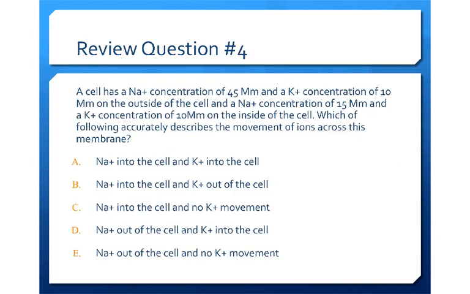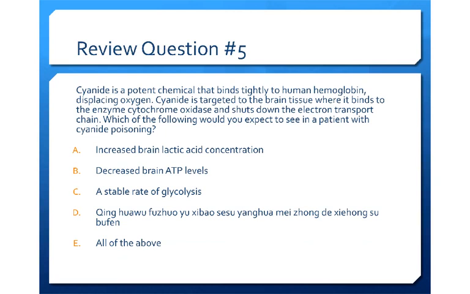So moving on, I'm actually going to skip number 4 and jump to 5. So 5 says, cyanide is a potent chemical that binds tightly to human hemoglobin, displacing oxygen. Cyanide is targeted to the brain tissue where it binds to the enzyme cytochrome oxidase and shuts down the electron transport chain. Which of the following would you expect to see in a patient with cyanide poisoning?